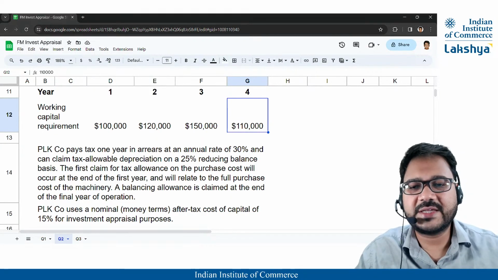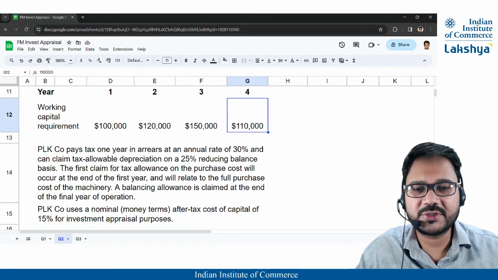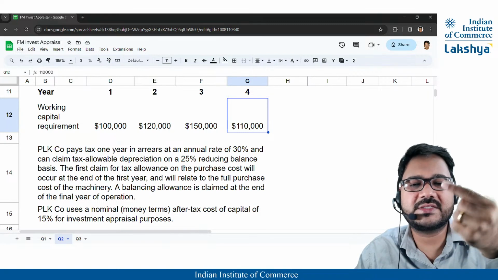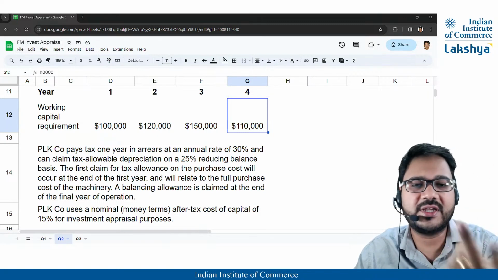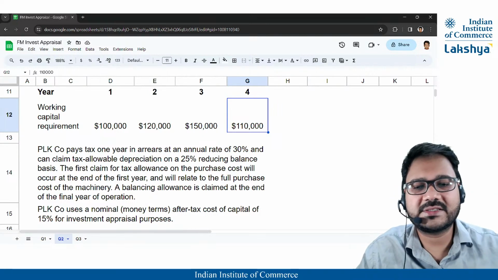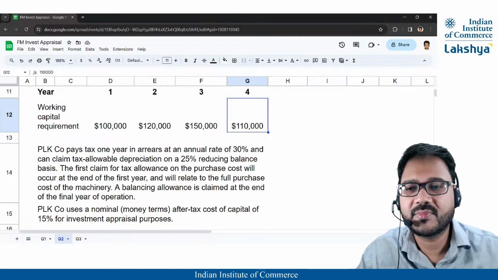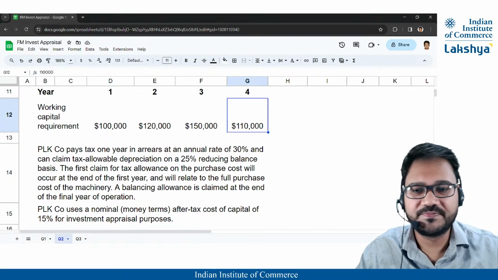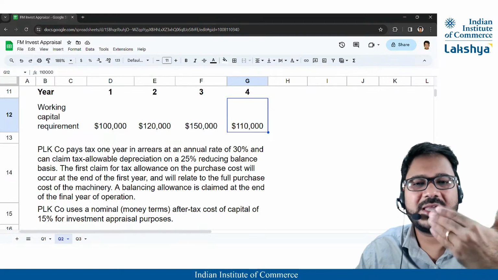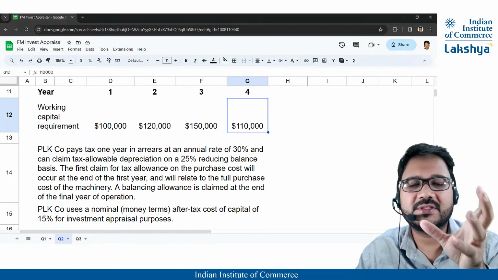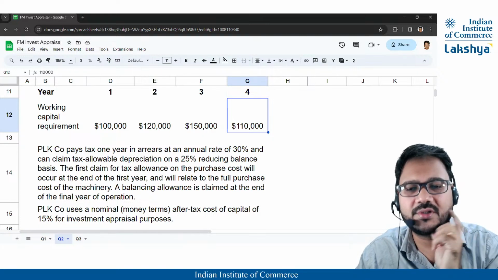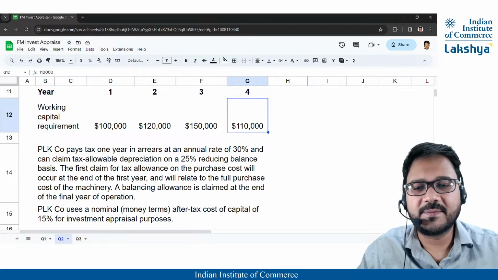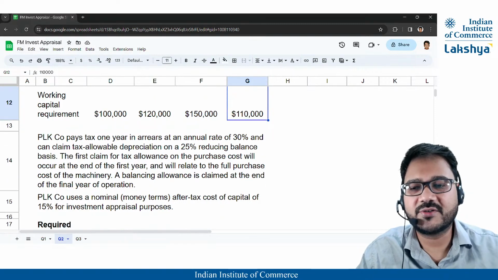A PLK company pays tax 1 year in arrears at an annual rate of 30% and can claim a TAD of 25%. So 25% of the asset, that will be your TAD, into the tax rate, that will be the savings on TAD. The first claim for tax allowance on purchase cost will occur at the end of the first year and will relate to the full purchase cost of the machinery. So they are saying that though you are paying in parts, for tax and depreciation purposes you are going to take the full value of the asset. Balancing allowance is claimed at the end of the final year of operation.